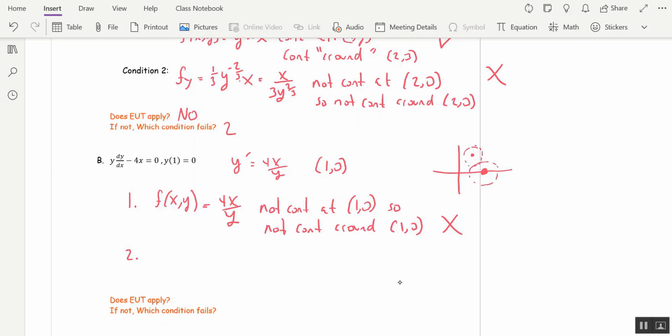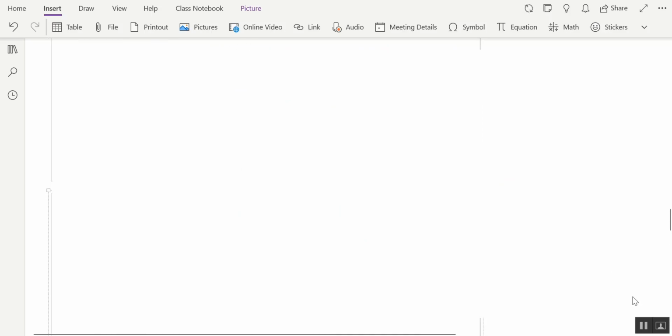f sub y, it's good practice with partial derivatives. So this would be negative 4x over y squared. This is also not continuous around (1, 0). So this is a failure. So this is a no, and they both fail. Okay, and that is the end of this lecture.